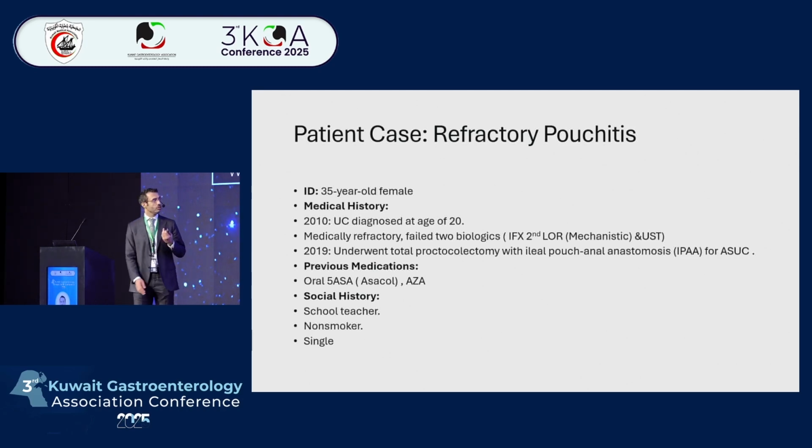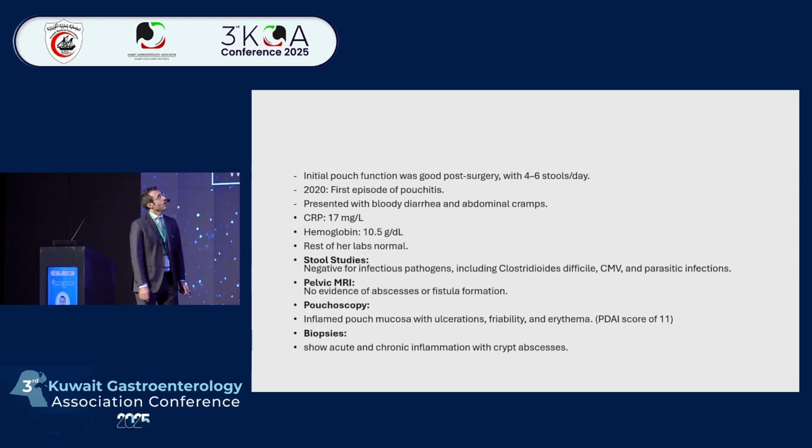Before having biologics, earlier in her medical history, she had a cycle of 5-ASA and azathioprine. Social history: she's a school teacher, non-smoker, single. Initial pouch function, in the couple of years after the surgery, was good. Her normal bowel habit was 4 to 6 per day.